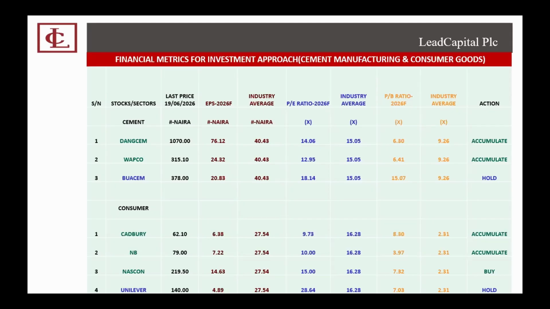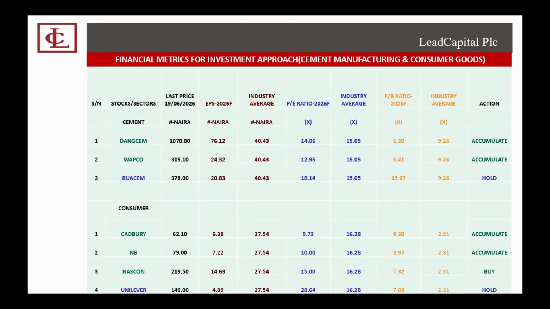We also look at the consumer sector, starting off with Cadbury. Cadbury appears significantly undervalued on earnings metrics. The PE ratio of 9.73 times is substantially below the industry average of 16.28 times. This suggests the stock may not yet fully reflect its earning potential. It has attractive valuation, potential opportunity, and is suitable for gradual accumulation.